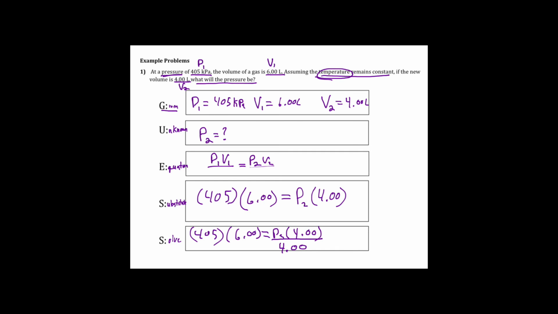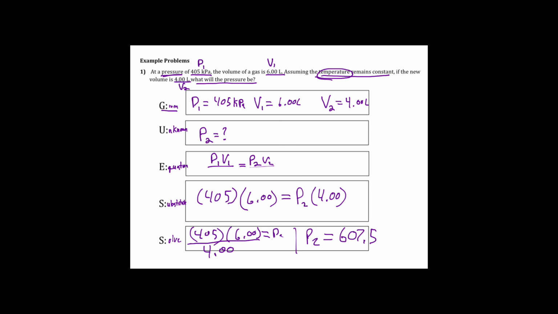Because when we do that, notice how this cancels, just like units. And then whatever you do to one side, you have to do to the other side. So if we divided the right side by 4.00, we have to divide the left side by 4.00. And then what we end up with is this thing here, where we can type this into a calculator, and we end up with P2 equal to 607.5.